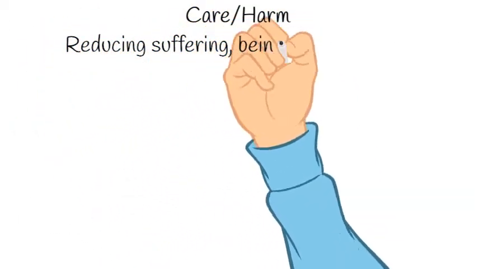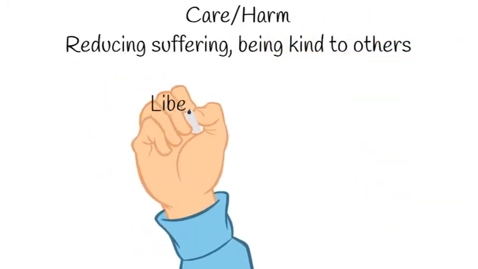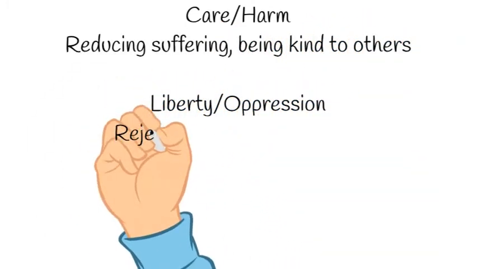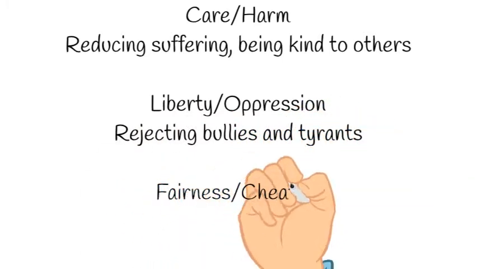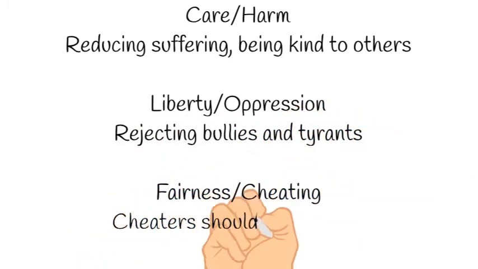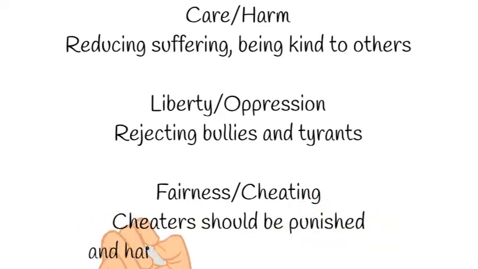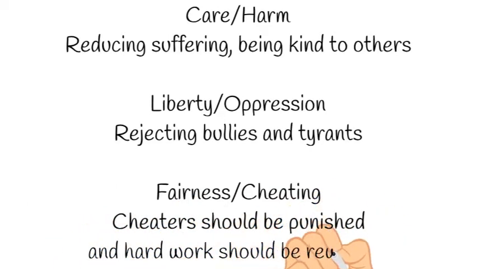The first 3 categories are care-harm, reducing suffering and being kind to others; liberty-oppression, rejecting bullies and tyrants; fairness and cheating. The moral sense that cheaters should be punished and hard work should be rewarded.